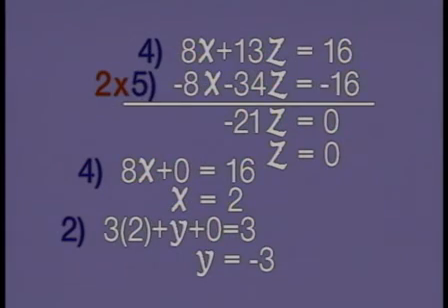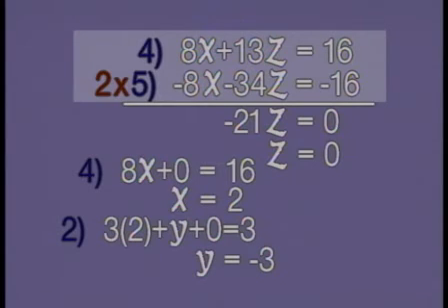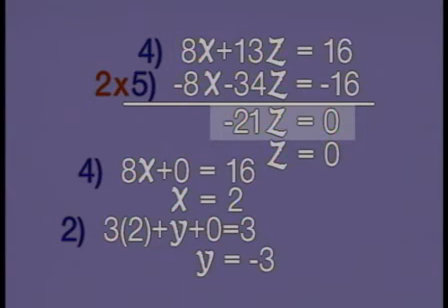We've taken equation 4 and written it down: 8x plus 13z equals 16. And we've taken equation 5 and multiplied it by 2, because notice the coefficient of x in equation 5 was negative 4. Multiplying it by 2 gives us negative 8, so that when we add those two equations, we wind up with elimination of the x. So we have that shown. We eliminate the x, we add, we get negative 21z equals 0. And I guess I messed up because I probably should have wanted to get a positive 21z, but that's okay.